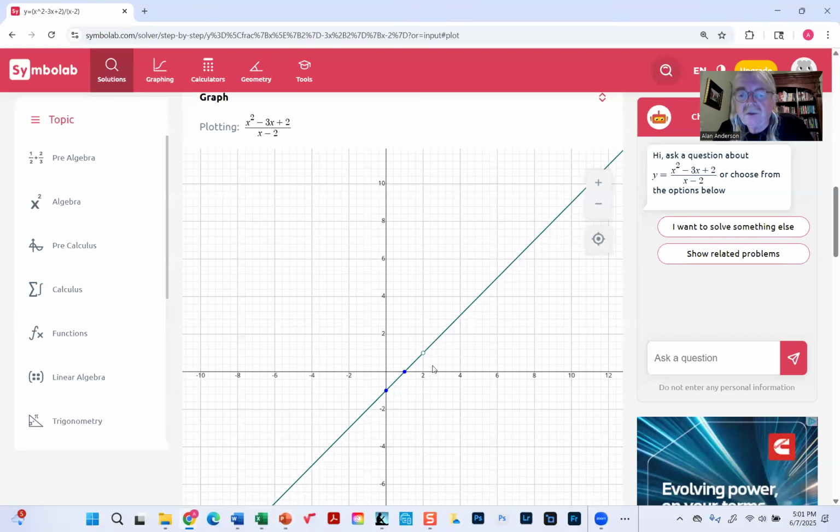Okay, so as we get closer to 2, the function is getting closer and closer to 1 without ever actually reaching it. So we call that the limit.